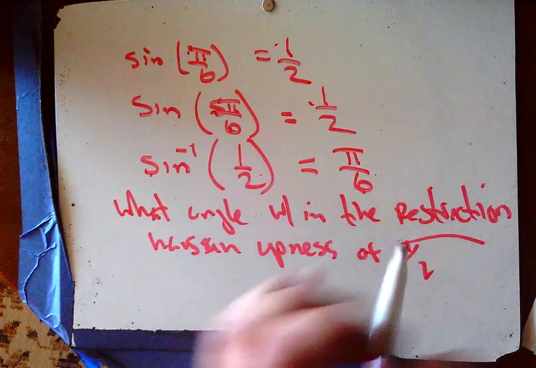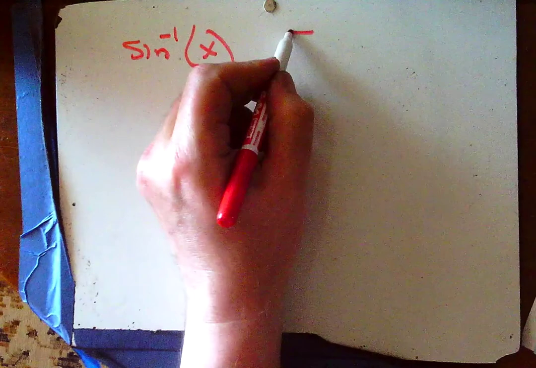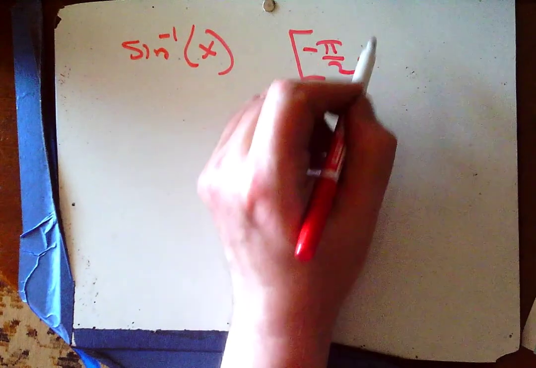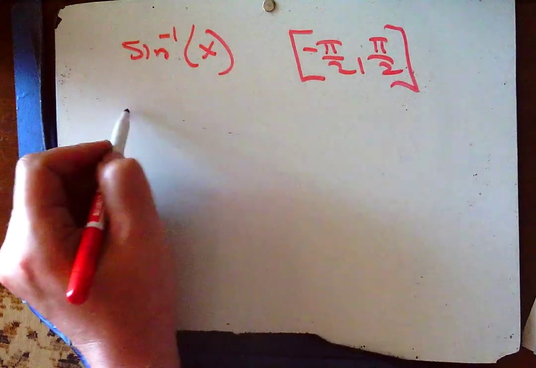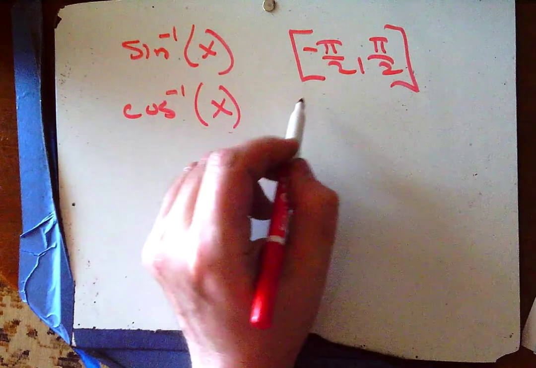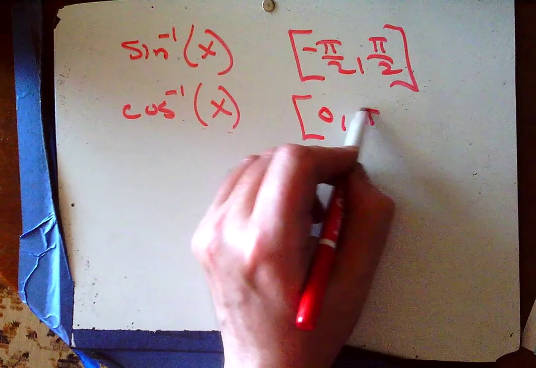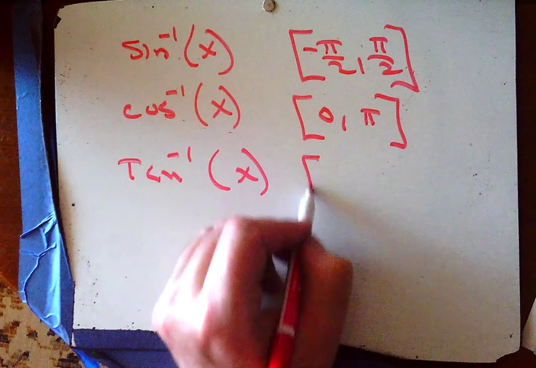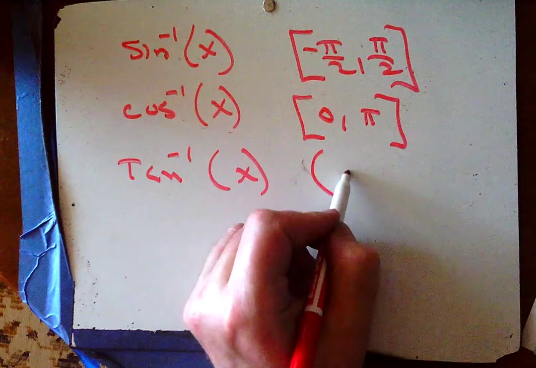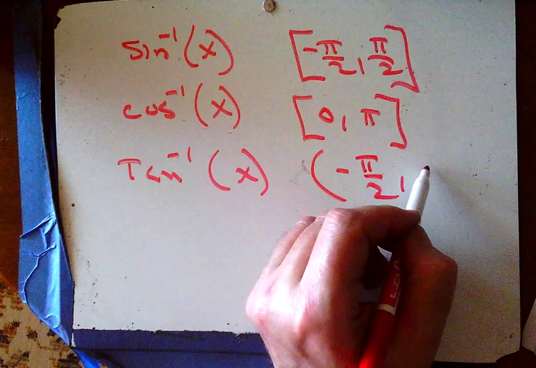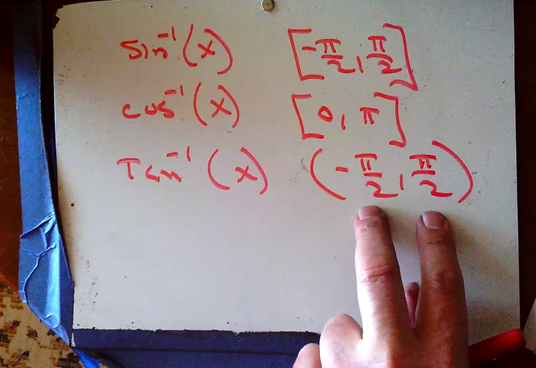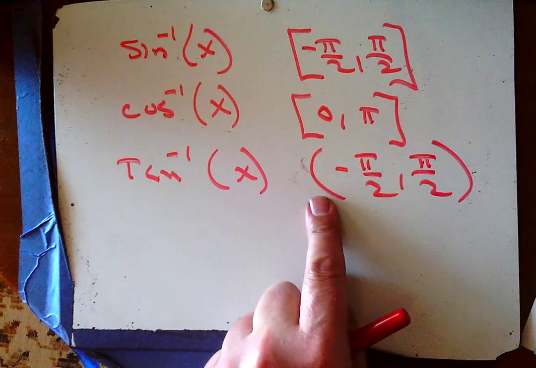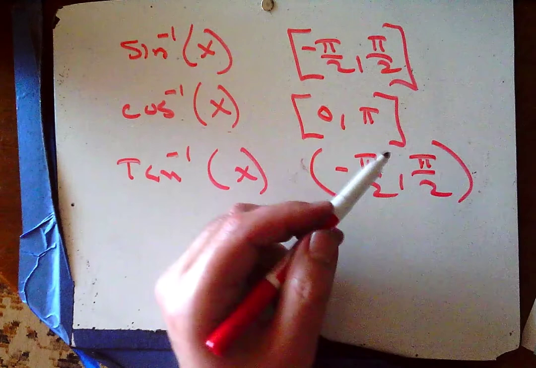What was the restriction for inverse sine? In fact, let's take a moment to stop and write these down. Inverse sine gave us angles between negative pi over 2 and pi over 2. Inverse cosine had to be restricted differently. That was 0 to pi. And tangent inverse was kinda the same as sine inverse. These are where the horizontal asymptotes are, so they can't be included. Okay? So you need to know these restrictions.